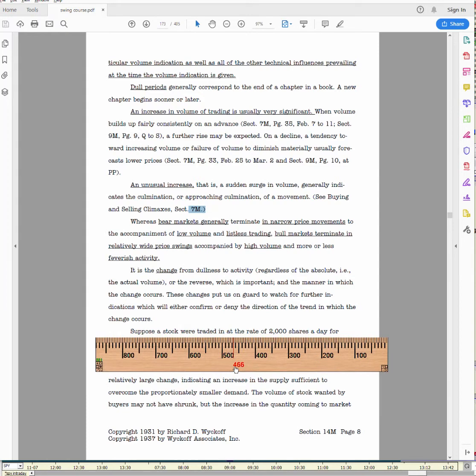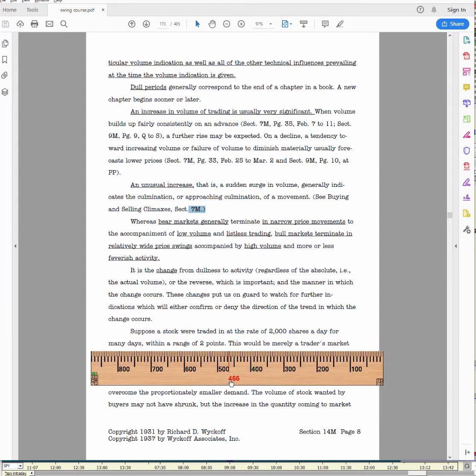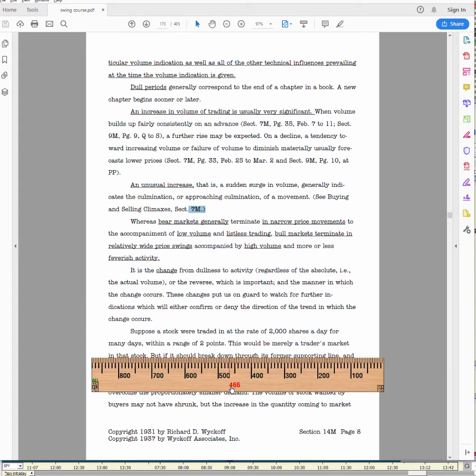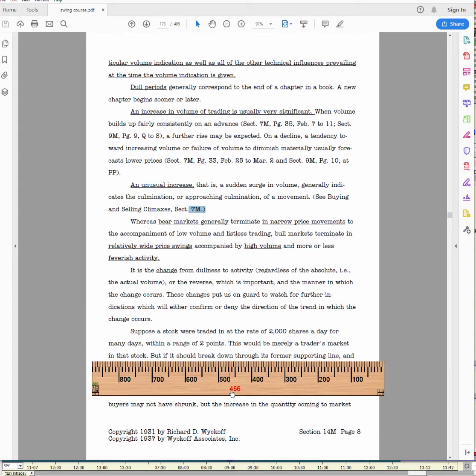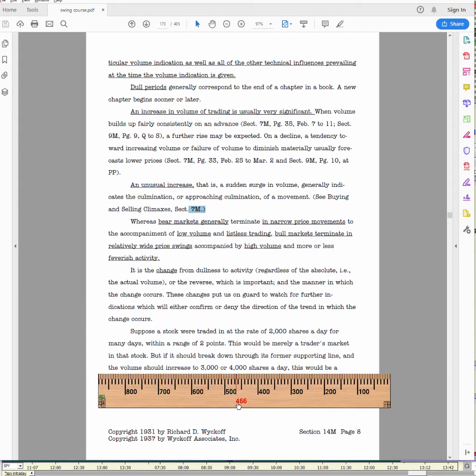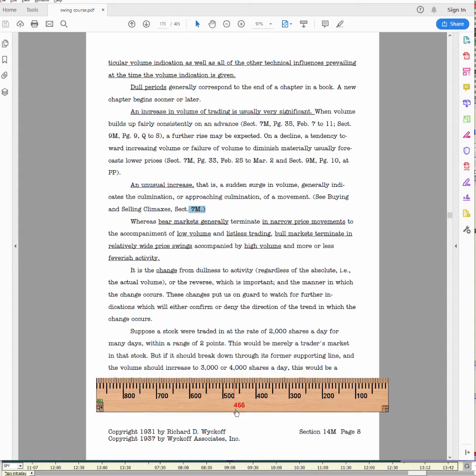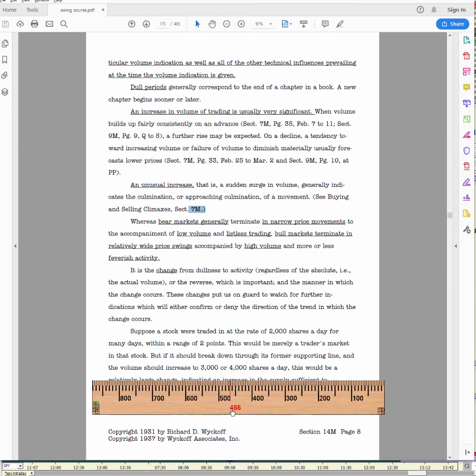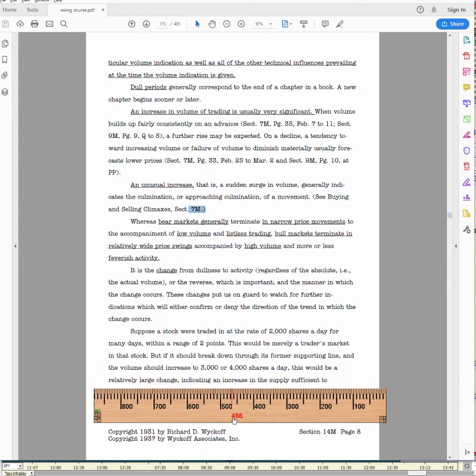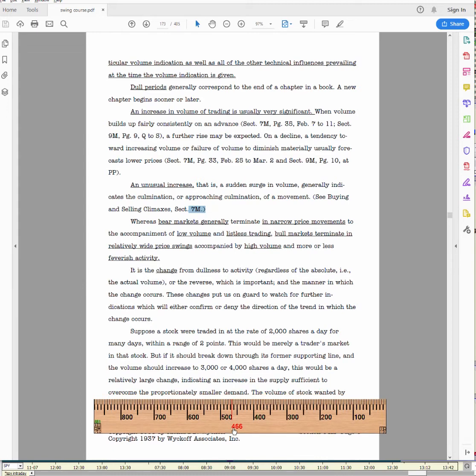Suppose a stock were traded at the rate of 2,000 shares a day for many days within the range of 2 points. This would be merely a trader's market in the stock, but if it should break down through a former support line and the volume should increase to 3,000 or 4,000 a day, which would probably be 3 million to 4 million a day today, this would be a relatively large change, indicating an increase in the supply sufficient to overcome the proportionately small demand.